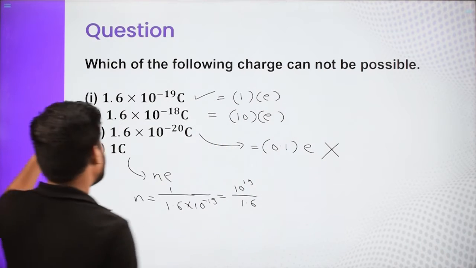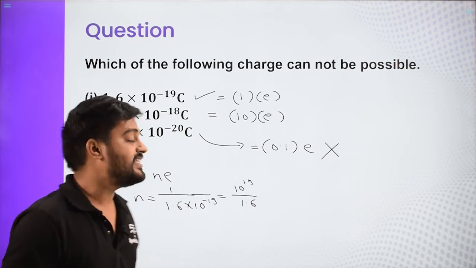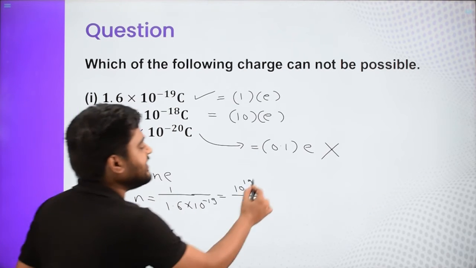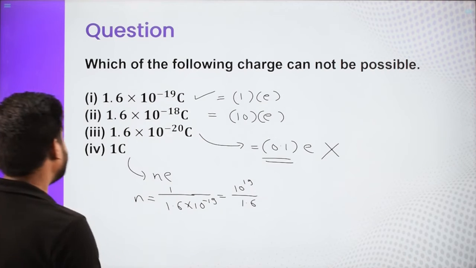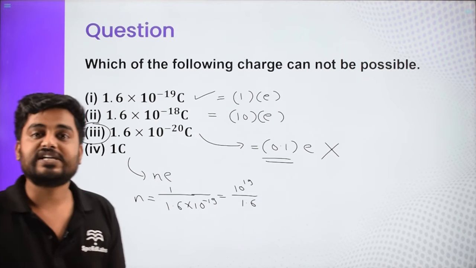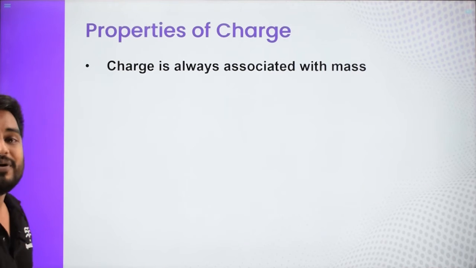Here in case number 1, 2 and 4, the total charge on an object is integral multiple of E, while in case number 3, this is not an integer. Hence we will say this is the charge which is not possible for an object to have on it. Let us discuss the properties of charge.